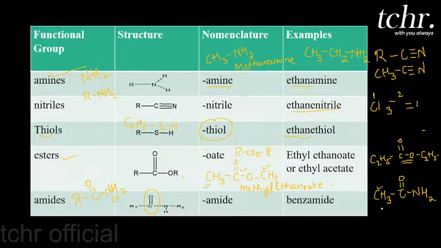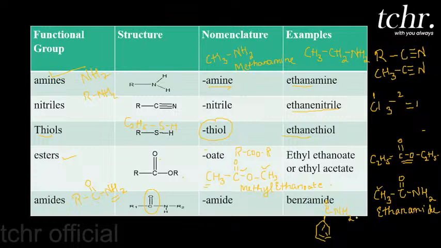Two carbon atoms. Two carbon means ethane. And is it amine or amide? It is amide. So ethane amide. So this is how you name it: ethanamide. Now here it is written benzamide, benzene ring. Benzamide means benzene ring. If it is attached to CO NH2, we call it benzamide.